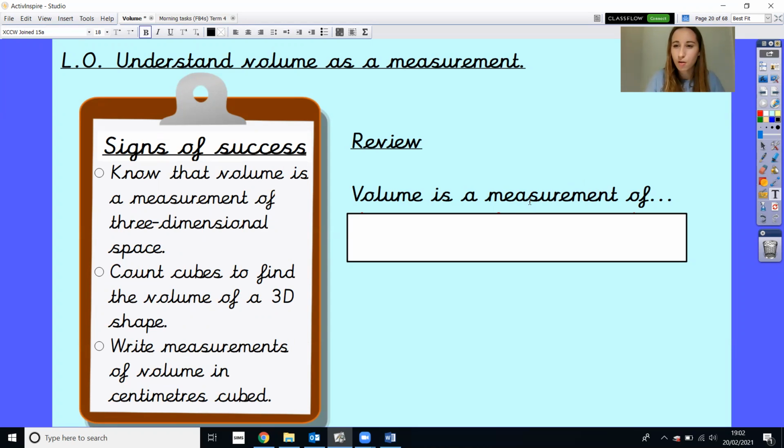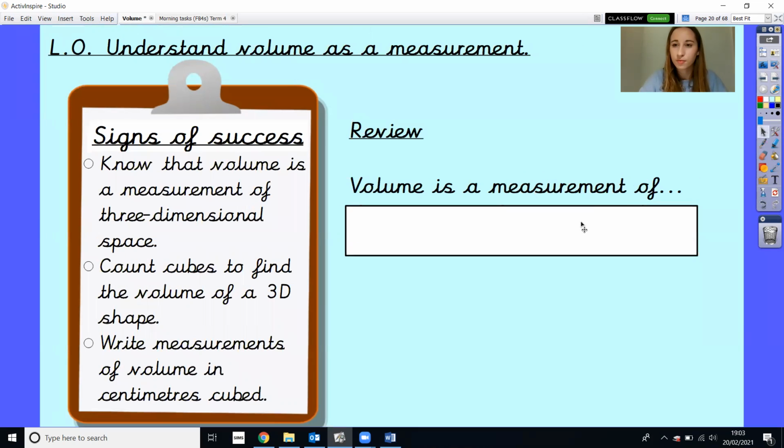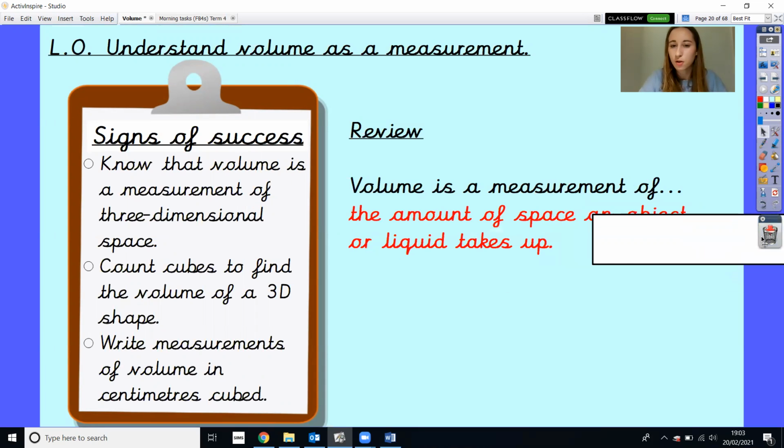Volume is a measurement of... you might want to write that sentence, or you might want to tell somebody near you. I want to see if you can actually explain what volume is a measurement of. Have a go at that now. So my example is volume is a measurement of the amount of space an object or a liquid takes up. I wonder if you said something similar.